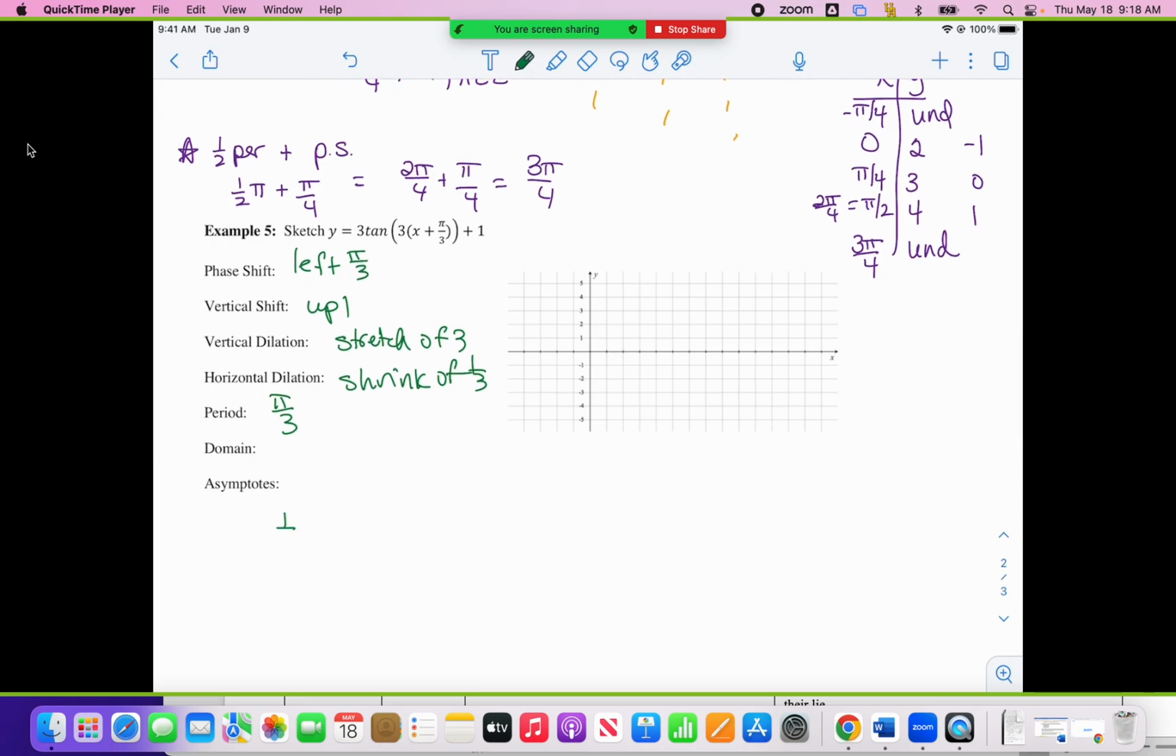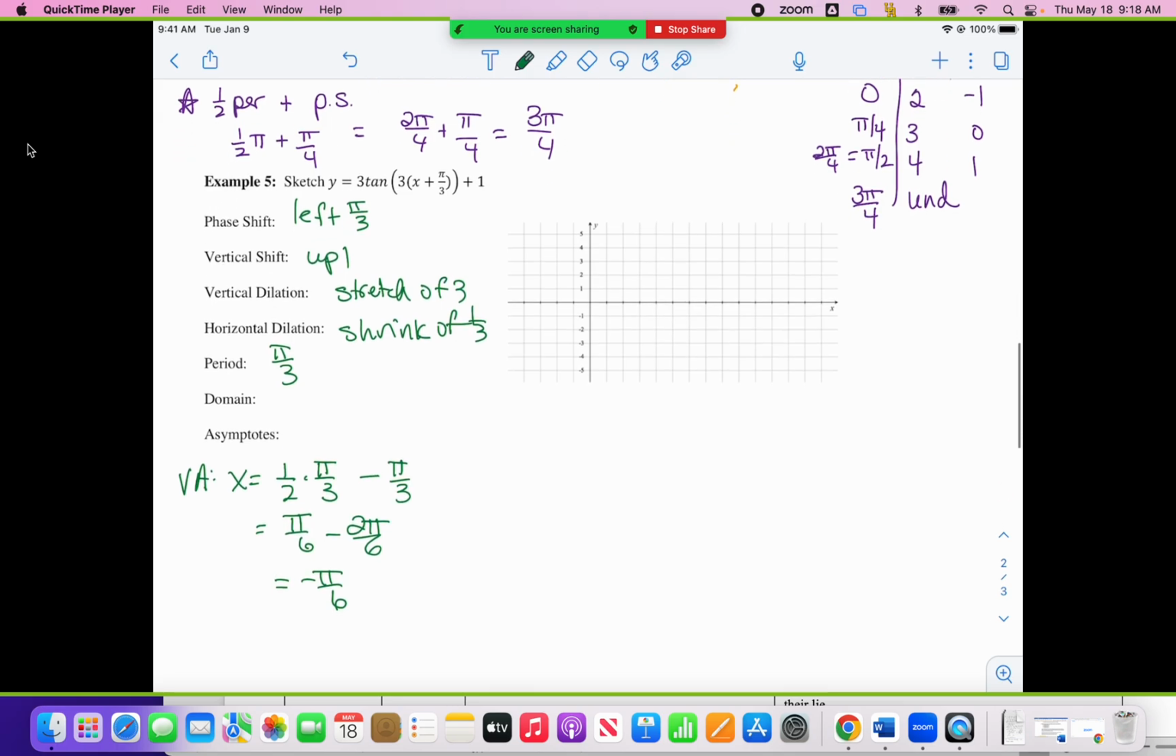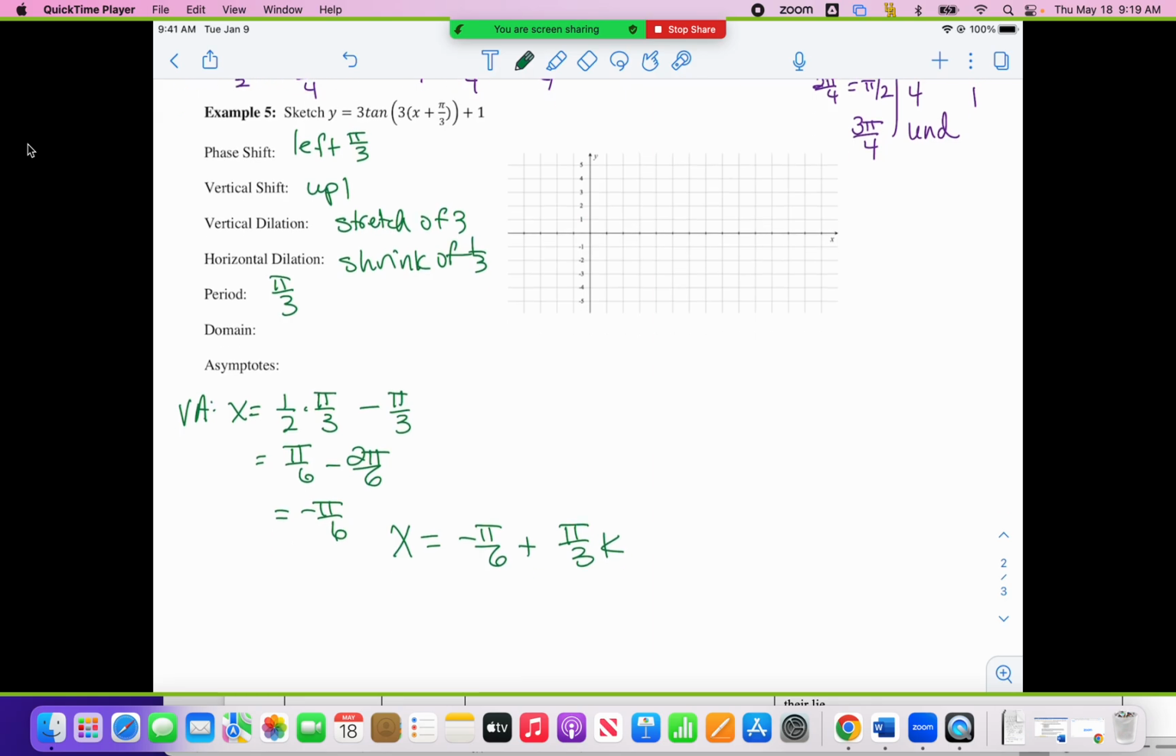Now here's the tricky part. You're going to take half the period, and then this is left pi over 3 to get my first vertical asymptote, my first positive. So that's pi over 6 minus 2 pi over 6, which is negative pi over 6. So the way you would write that is x equals negative pi over 6 plus pi over 3k. The problem is we don't like vertical asymptotes, the general ones, to be negative.